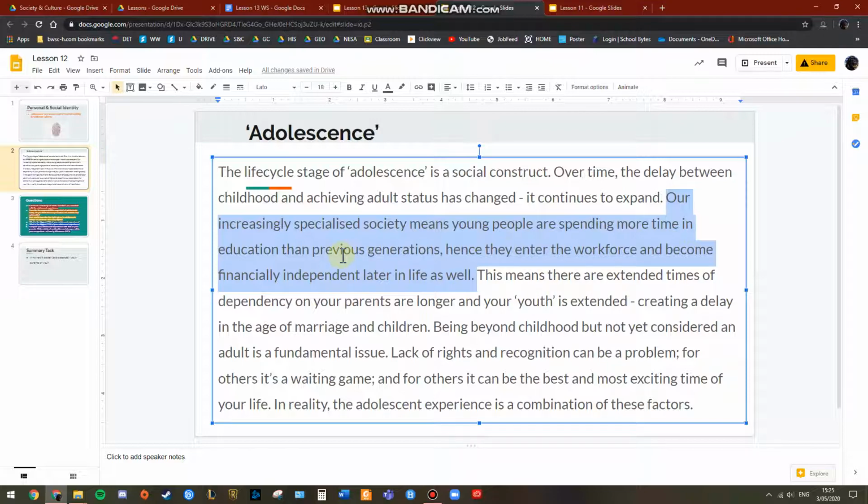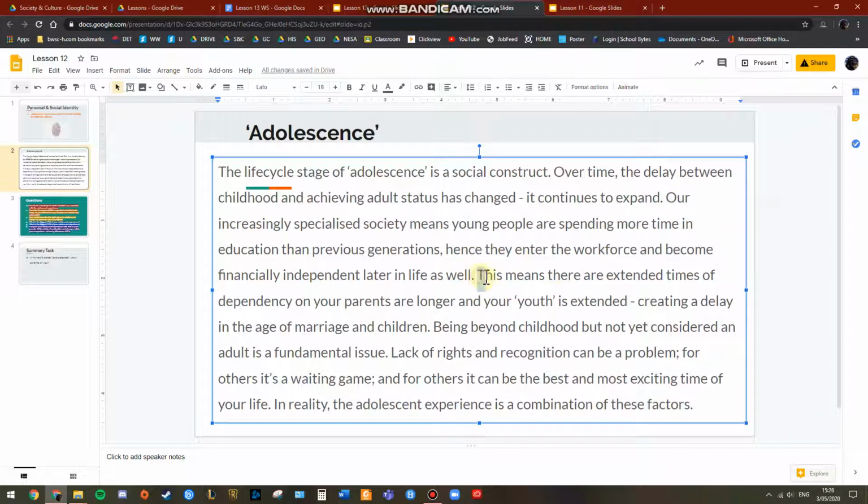They're hitting those adult milestones that were traditionally happening a lot younger at a far later age. So therefore our social construct and idea of adolescence is changing as well. That's why the time gap, I believe, has gotten bigger. It may continue to expand over time as well, and things like that.